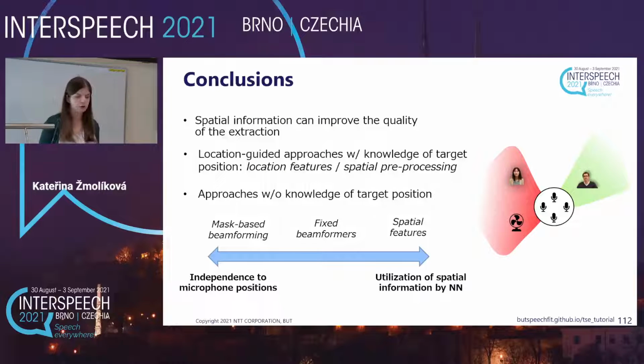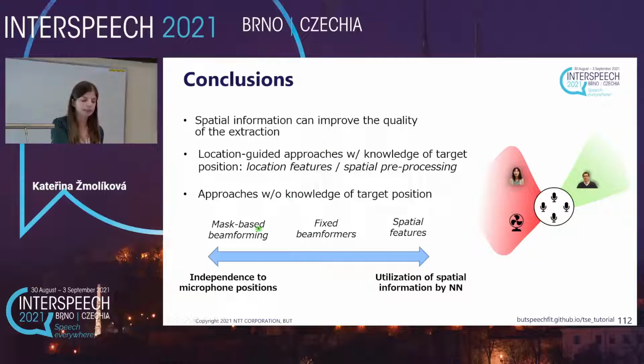And this is the conclusion of this section. We have seen that spatial information can improve the quality of the extraction. If we also have available some information about the position of the target speaker, we can use location-guided approaches, such as location features or spatial preprocessing. And when we do not have the knowledge of the target position, but we have a multi-channel recording, there are several approaches that can be used, such as mask-based beamforming, fixed beamformers, or spatial features.